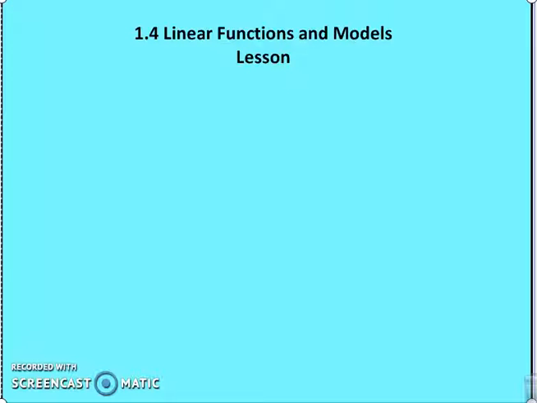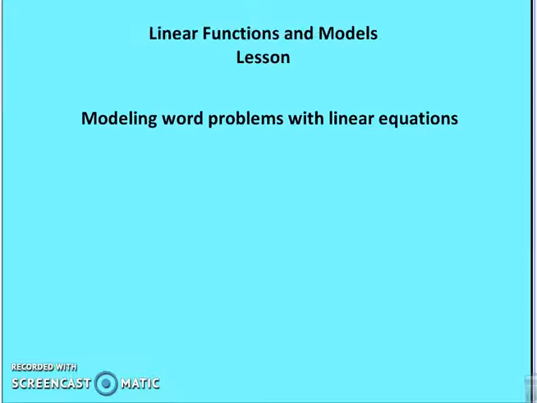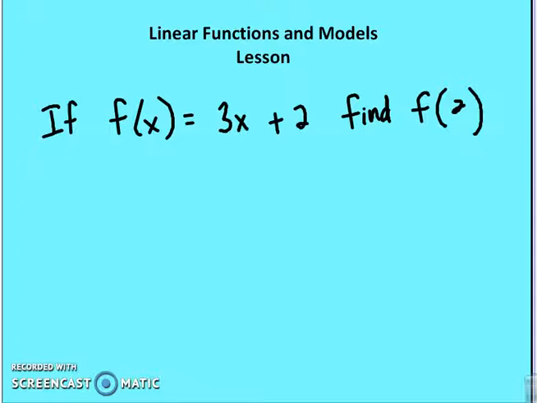Today we're going to talk about linear functions and models. So we're going to handle modeling word problems with linear equations. Before we get into that, let's talk about different ways to write functions and relationships between variables, in this case linear equations.